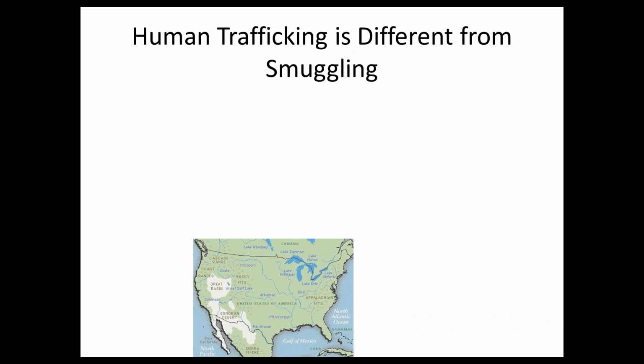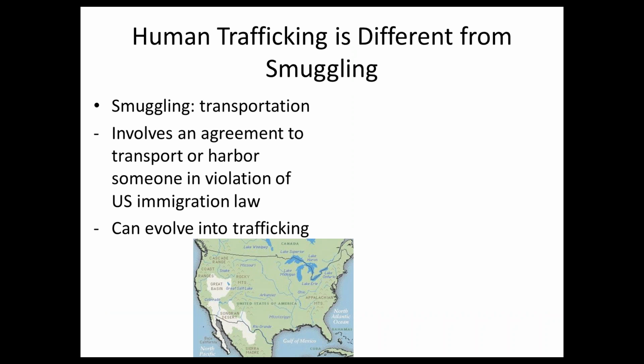It's important to emphasize that human trafficking is different from smuggling. Smuggling is considered a crime against the state and involves movement, specifically the transportation of foreign citizens into the U.S. with a deliberate evasion of U.S. immigration laws.